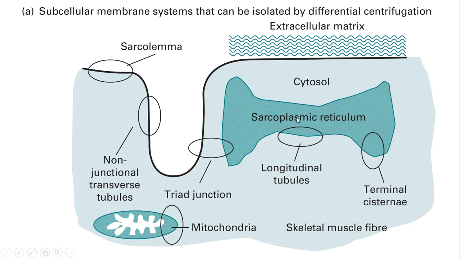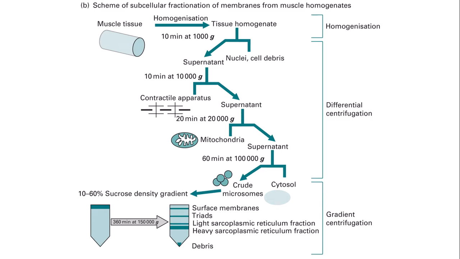Now, if we talk about the protocol of subcellular fractionation, here is the flow chart of this. We have to understand this figure. There is muscle tissue. The muscle tissue is homogenized. We have discussed the conditions of homogenization, the buffer, the inhibitors, all these things. Then it is centrifuged for 10 minutes at 1000 G. Now this tissue homogenate is divided into two parts. One is called nuclei and the other is called supernatant.